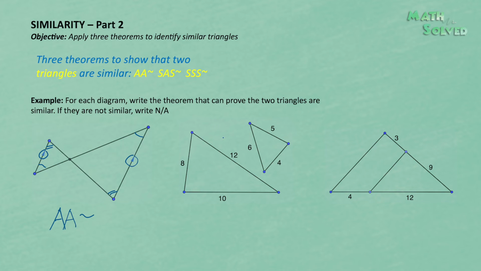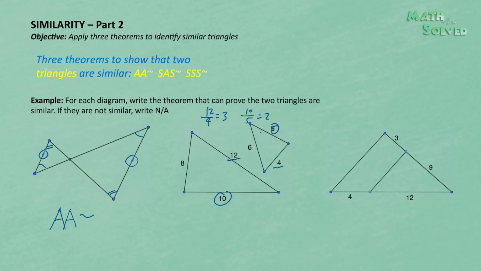Some students would make the mistake like this, and they would calculate, okay, so 12 over 4, and that is equal to 3, and 10 over 5, that is equal to 2. Since 3 is not equal to 2, the sides are not proportional, so they jumped to the conclusion that these two triangles are not similar.